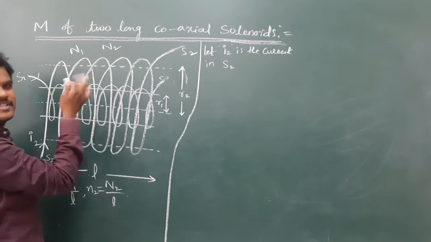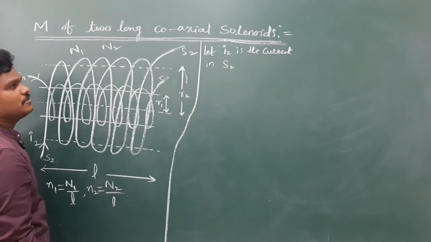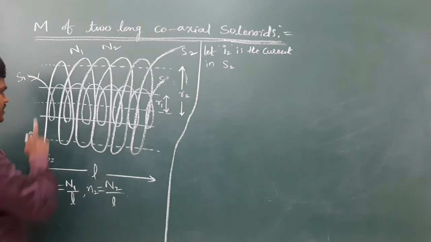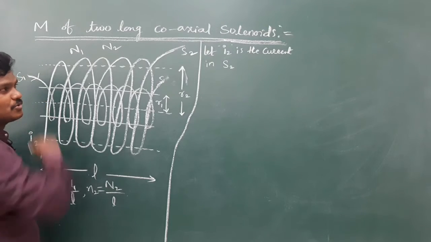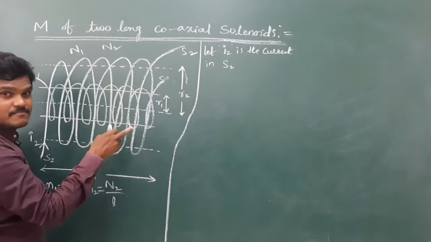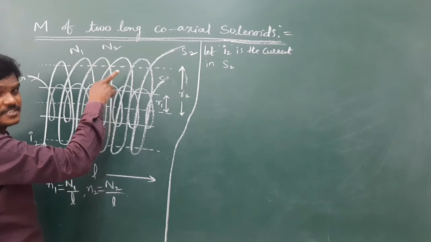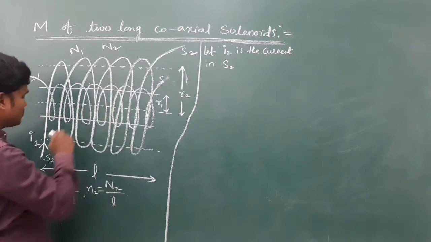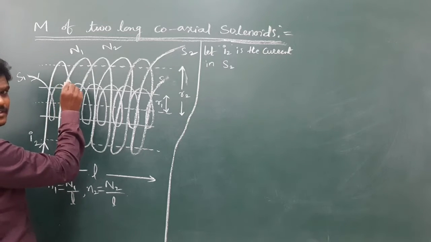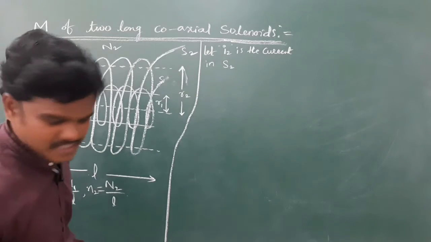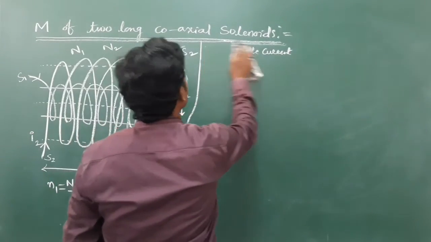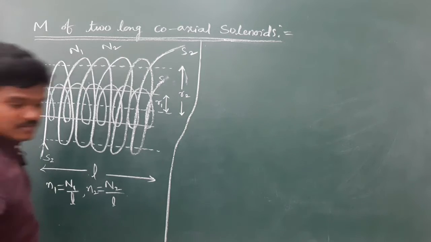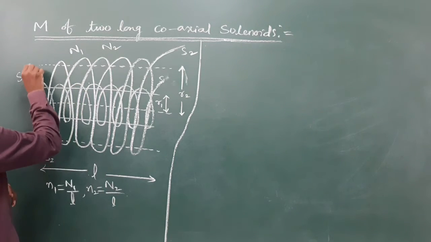In S1 I am going to send I1 like that. So directly we can get it, but see the way. I am sending the current I2 in the S2 solenoid. If this I2 changes, then the flux linked with the primary coil changes. But better, first let us start with I1. I1 is the easiest way. Next we will think about I2. So let me send I1 for avoiding some confusion.